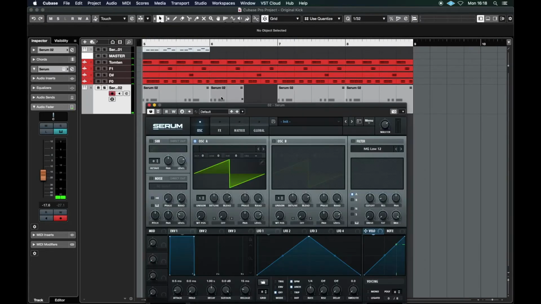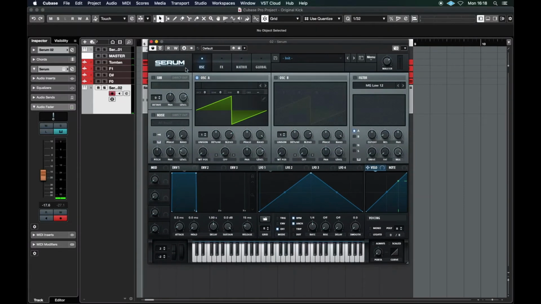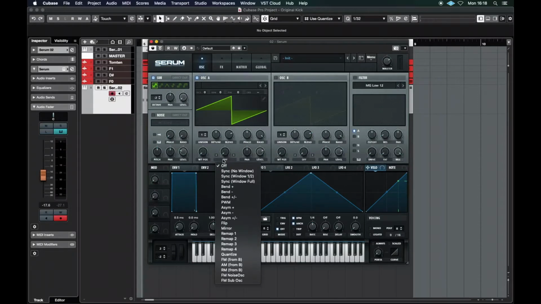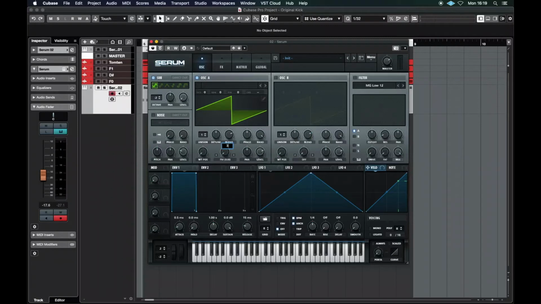Okay. Engage the sub oscillator, lower the volume, lower the octave, select FM from sub on oscillator 1, enters 36.